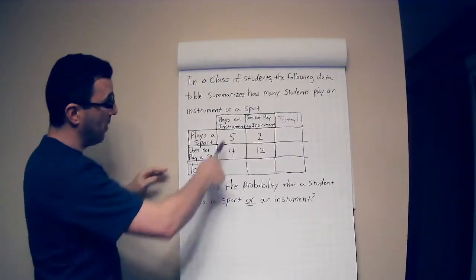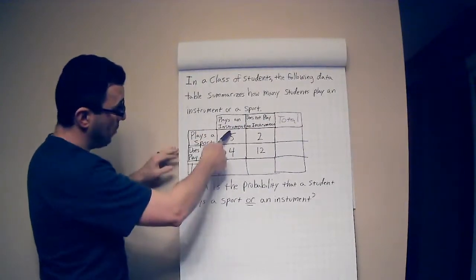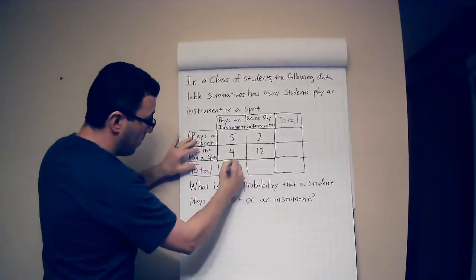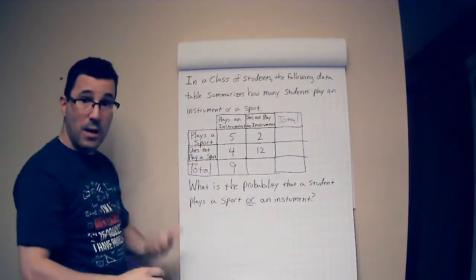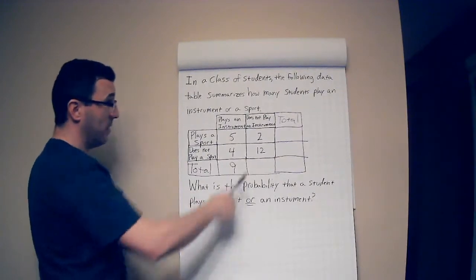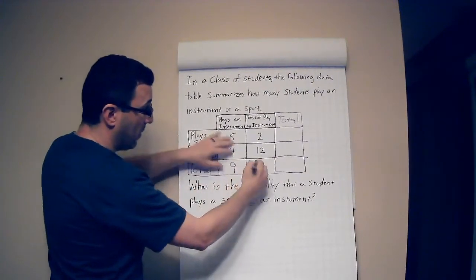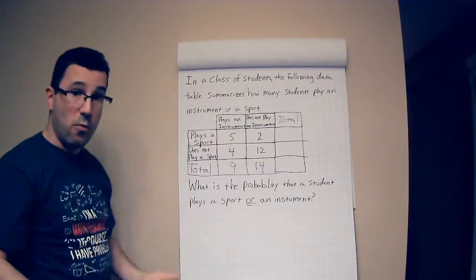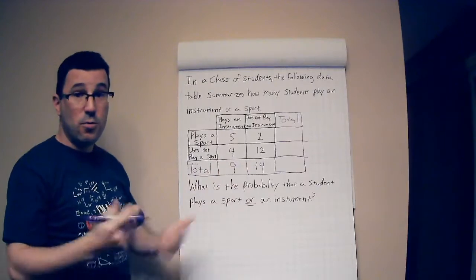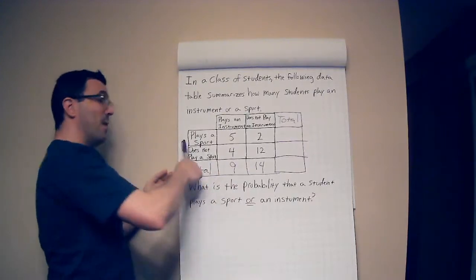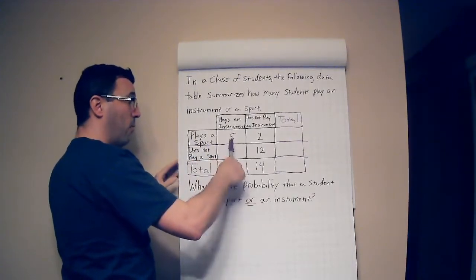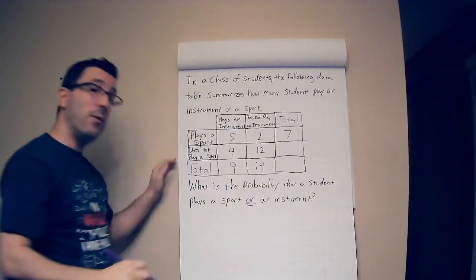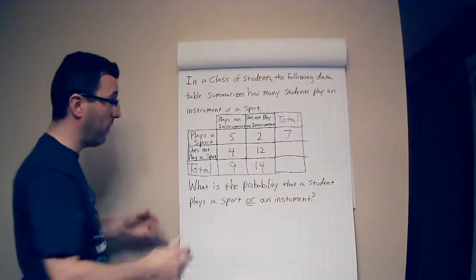I'm going to start with plays an instrument. Here we have 5 and here 4. 5 plus 4 is 9, so we have 9 students in total who play an instrument. Here, 2 and 12 gives us 14, so in this total group, we have 14 students who don't play an instrument. Then we can go across. Plays a sport, 5 and 2. So 5 plus 2, we have 7 students who play a sport.